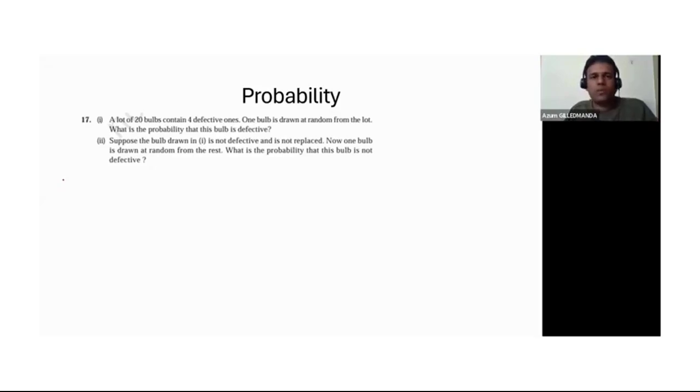One bulb is drawn at random from a lot. If we draw one bulb at random, what is the probability that this bulb is defective, right? So what is the sample space here? N of S, right? Total bulbs are 20. Now, what probability we need to find? What is the probability of a bulb being a defective one? So I'll just write probability of defective equal to N of defective. I mean, how many possibilities are there to get a defective bulb, by N of S. N of S is total sample space, which is 20 bulbs here.